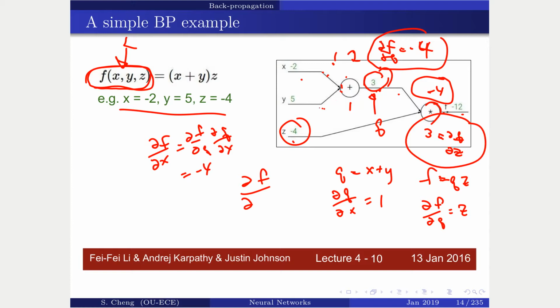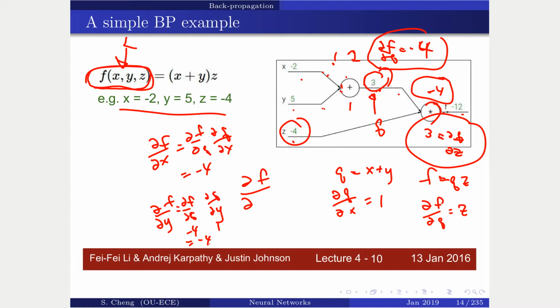And then down here, partial F, partial Y. Let me write a little bit. Partial F, partial Y is 0. Partial F, partial Q that we got earlier is -4, times partial Q, partial Y that we computed earlier, equal to 1. So it's equal to -4 again.